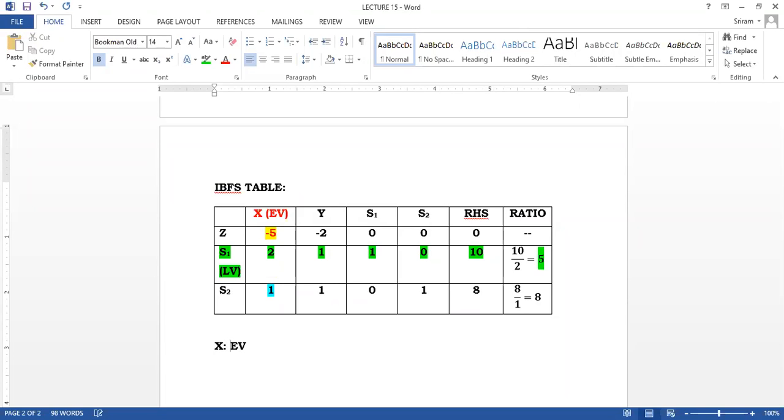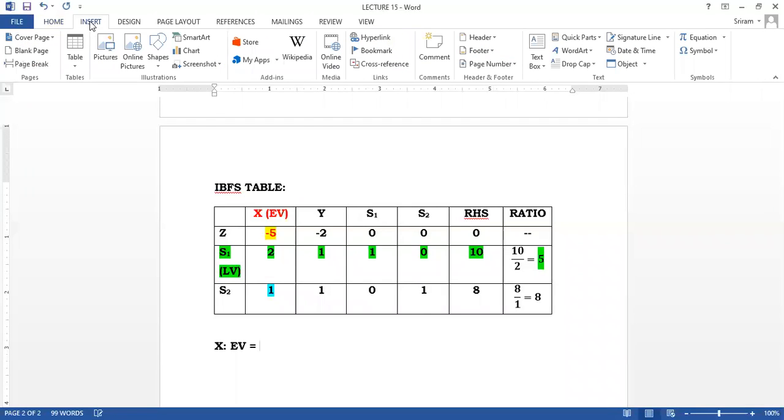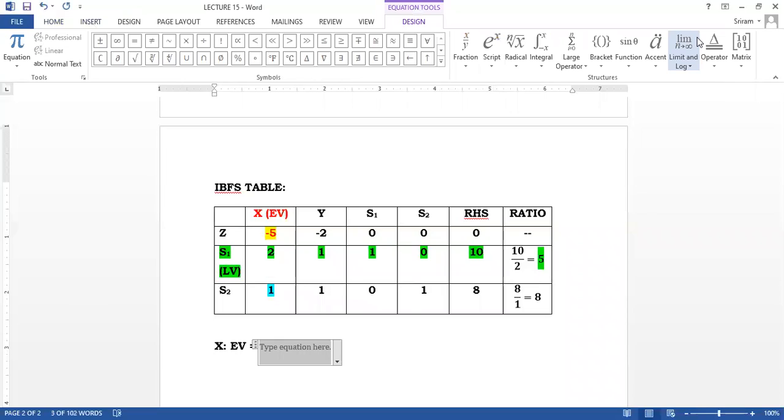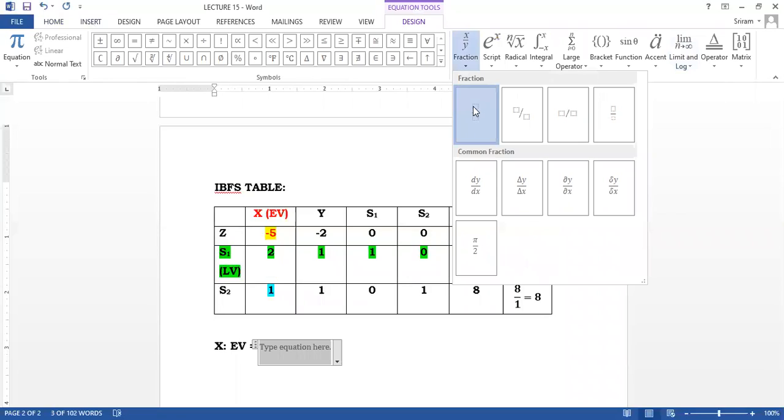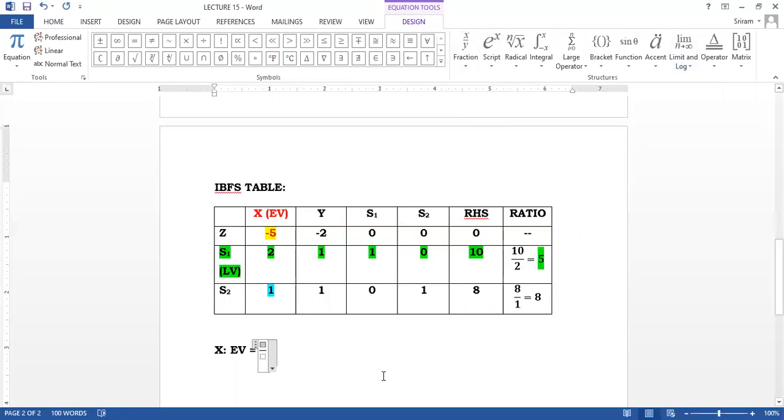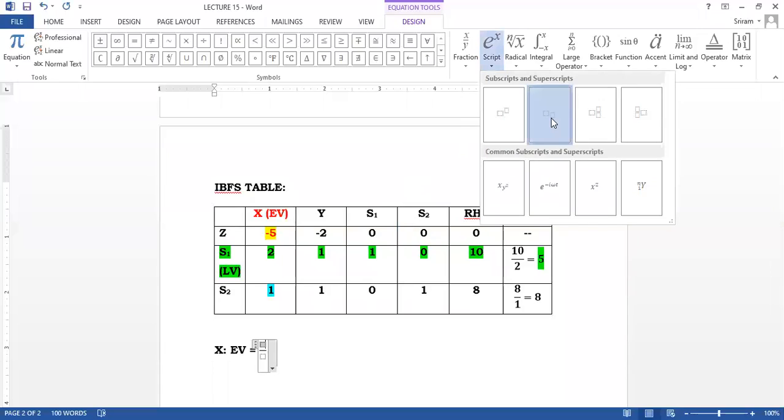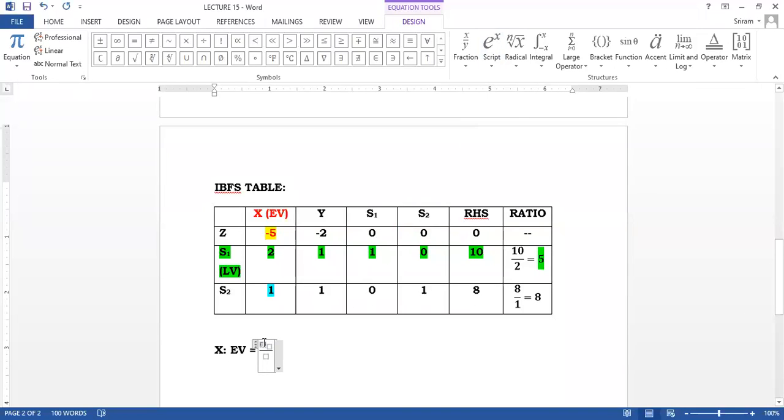To find the value of X, we said we are going to take the leaving variable and divide by the corresponding pivotal column element. What is the leaving variable here? S1 is the leaving variable. I am going to take S1 and divide by the corresponding pivotal column element. What is the corresponding pivotal column element here? 2 is the corresponding number. Let me make it big.